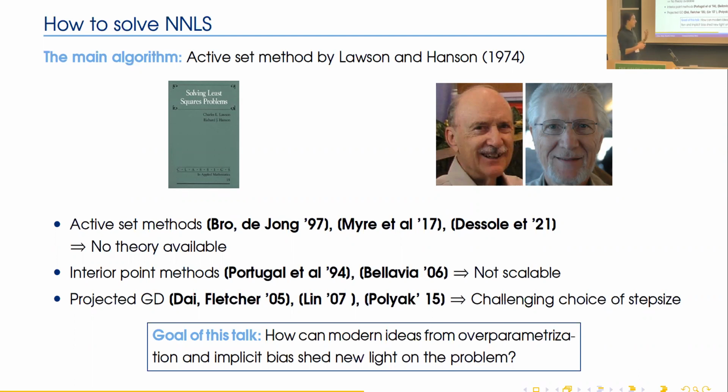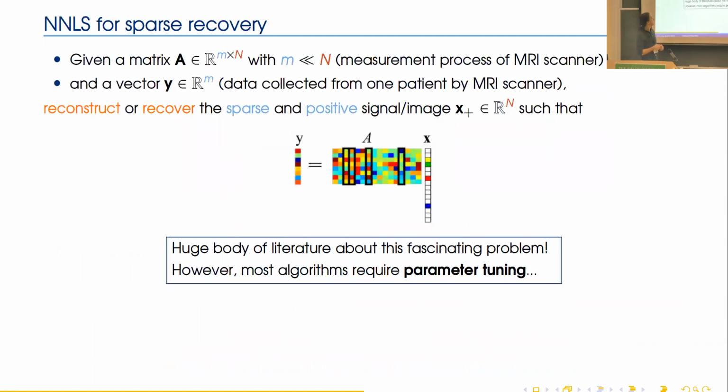And my goal in this talk is to show how some ideas from overparametrization coming from neural networks can solve this problem in a different way. But before, I would like to say a word from our sponsors. So I come from compressive sensing.